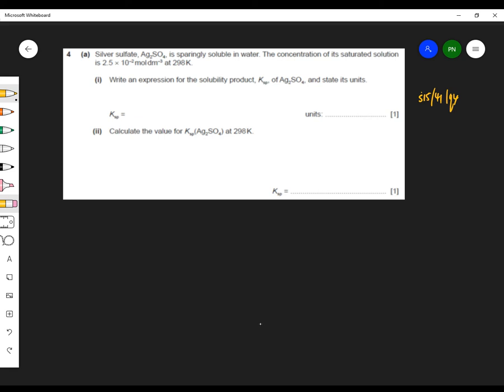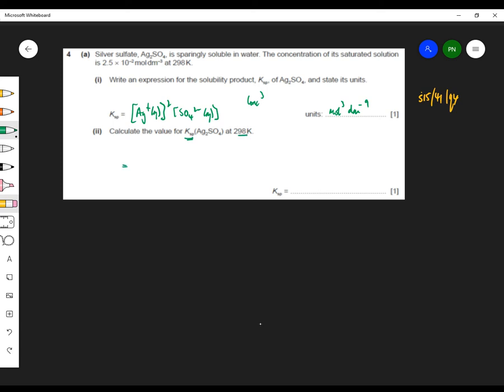An expression for the solubility product, that's easy enough. So it's [Ag+(aq)] squared times [SO4 2-(aq)]. Okay, and the units are concentration cubed, aren't they? So what does that mean? That means mol cubed dm to the minus 9. Calculate the value of Ksp at 298 K.